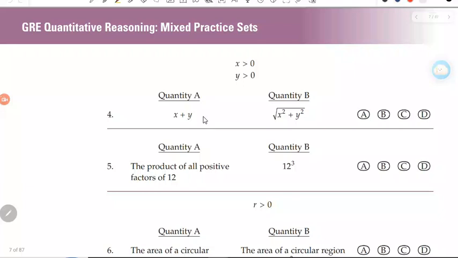Remember, it said that s is greater than 0 and y is also greater than 0, but they are not necessarily integers. Okay.